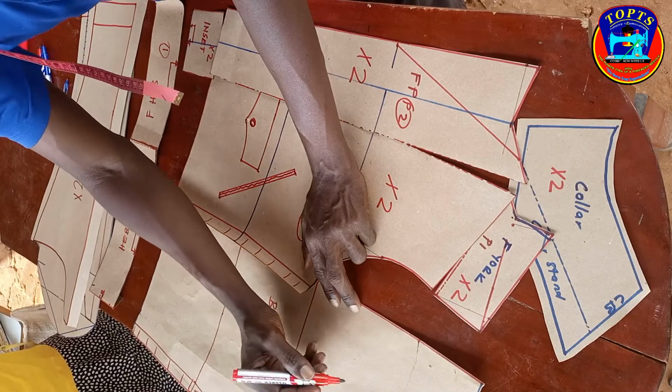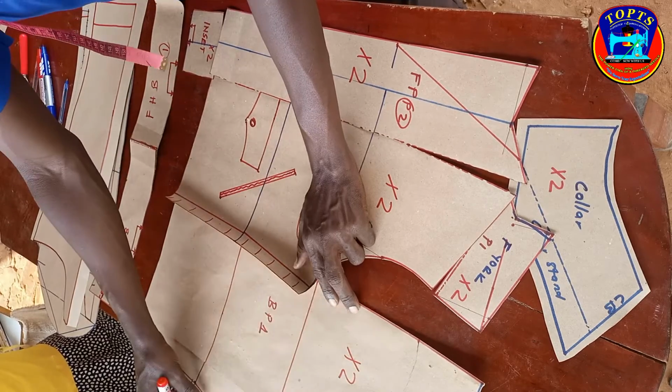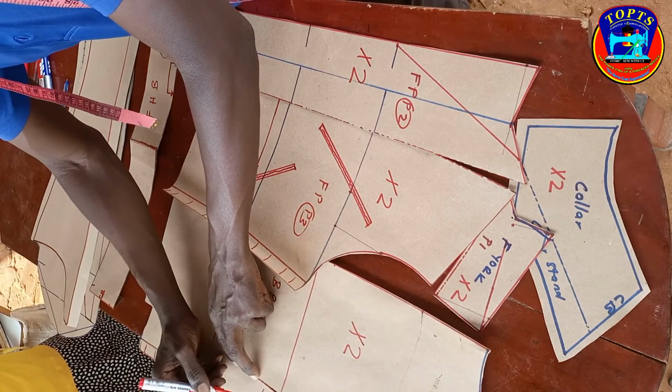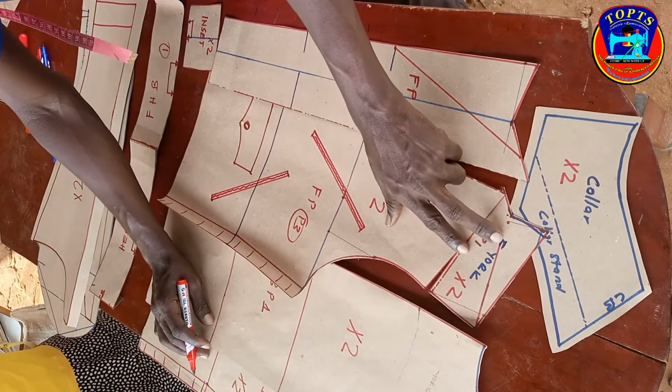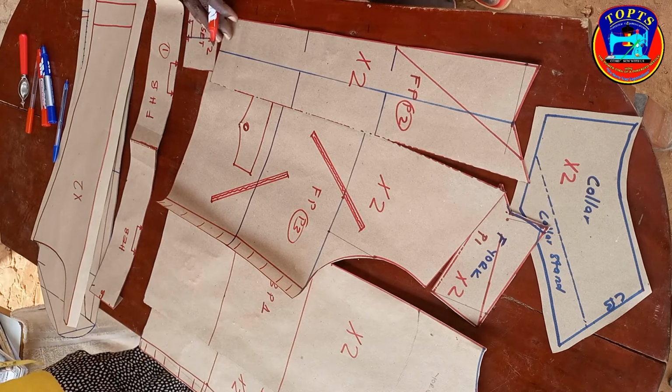Then the back you cut times 2 on fabric. Then the back part 2 you cut times 2 on fabric. Are we together? You cut them 2 on fabric.